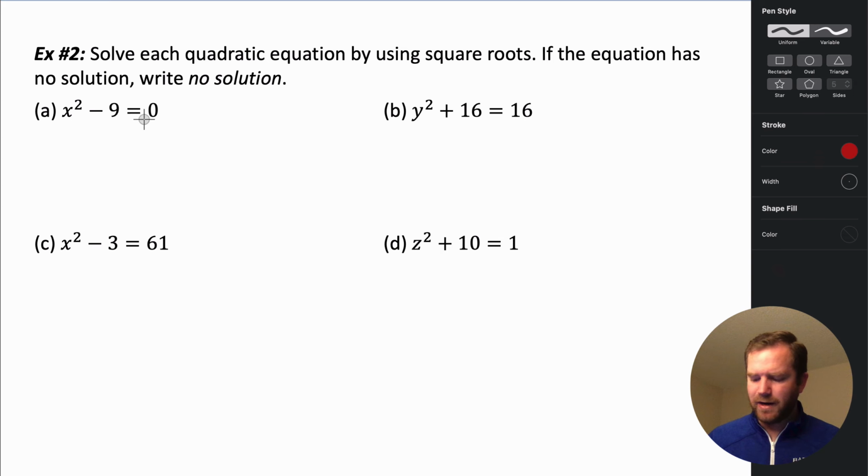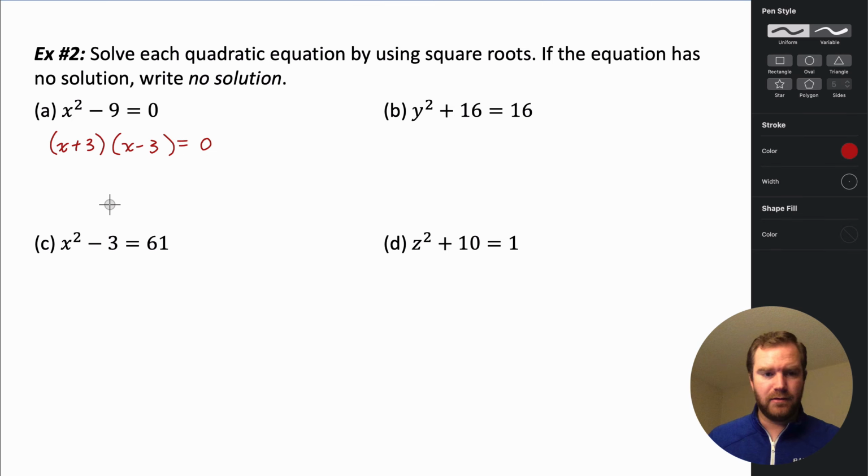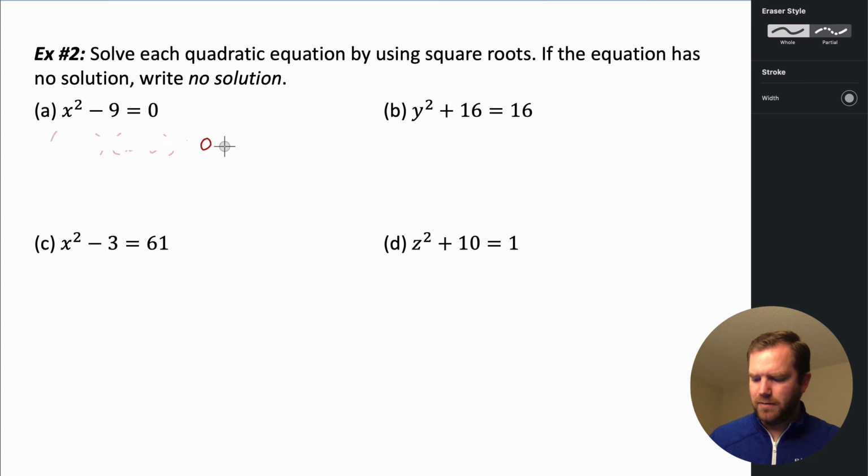So we have x squared minus 9 equals 0. Now, we've seen this before. This is a difference of squares. If you recall, when factoring, it always ended up factoring into a conjugate, and the conjugate turned out to be the square root of our first term and then the square root of our second term. So we had x plus 3 and x minus 3, and this would be equal to 0. So we'll come back to that.